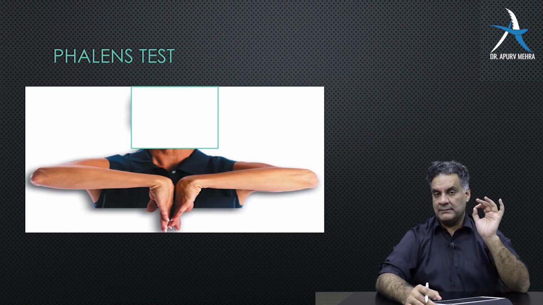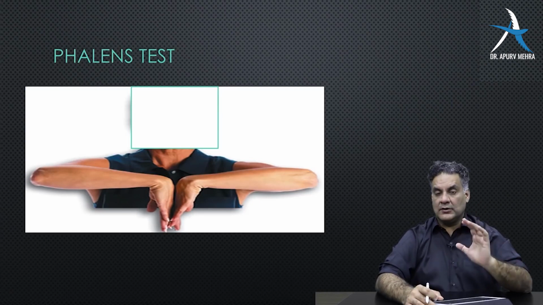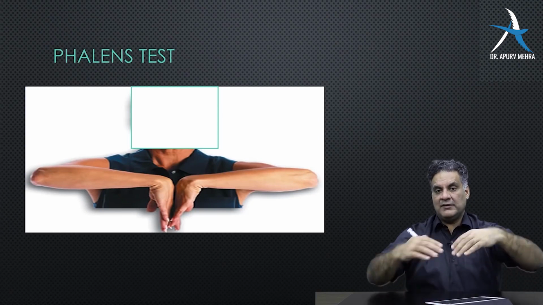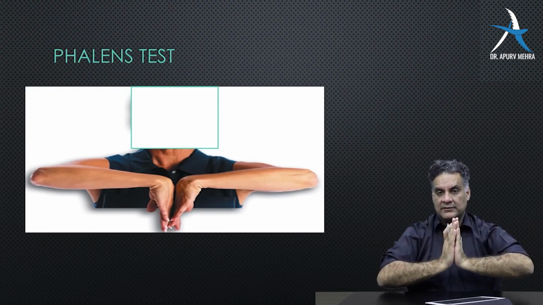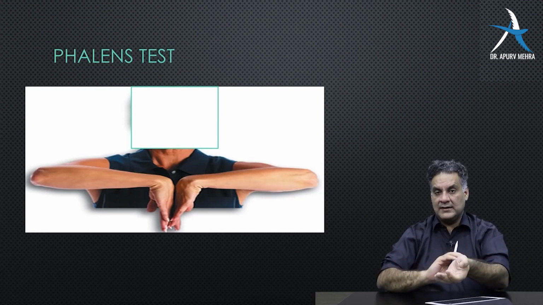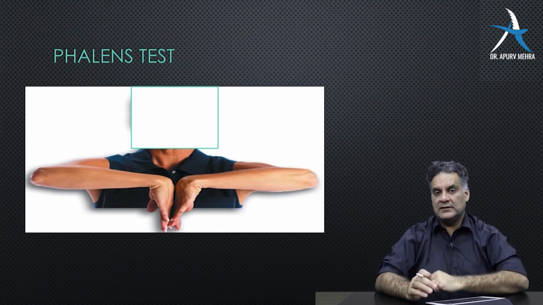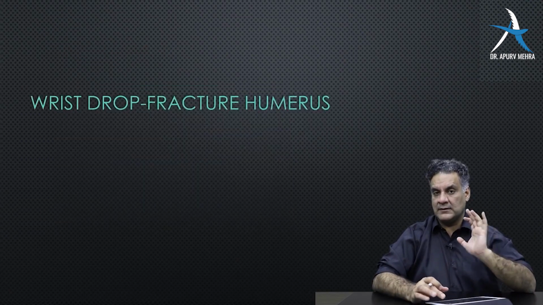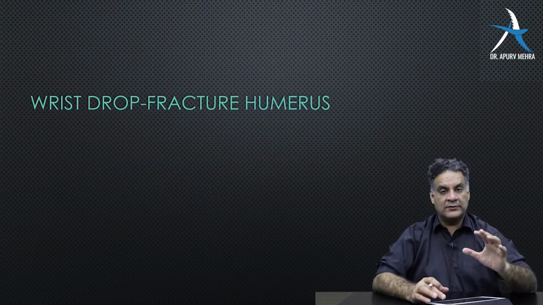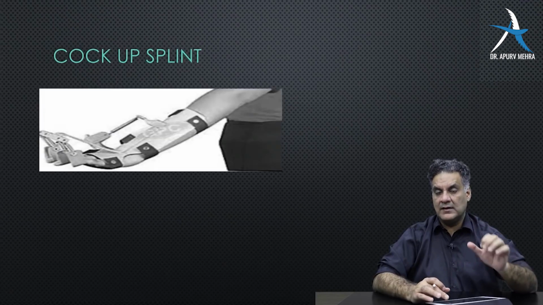When the nerves are compressed, they are called compression neuropathies. Most commonly the median nerve at the carpal tunnel, and one of the signs is the Phalen sign for carpal tunnel syndrome. This is the reverse Phalen sign, and if you directly compress the carpal tunnel, it's called Durkan's direct compression test, the most specific for carpal tunnel. So this is what I told you, wrist drop occurs in fractures of the humerus, cock-up splint for the radial nerve palsy.